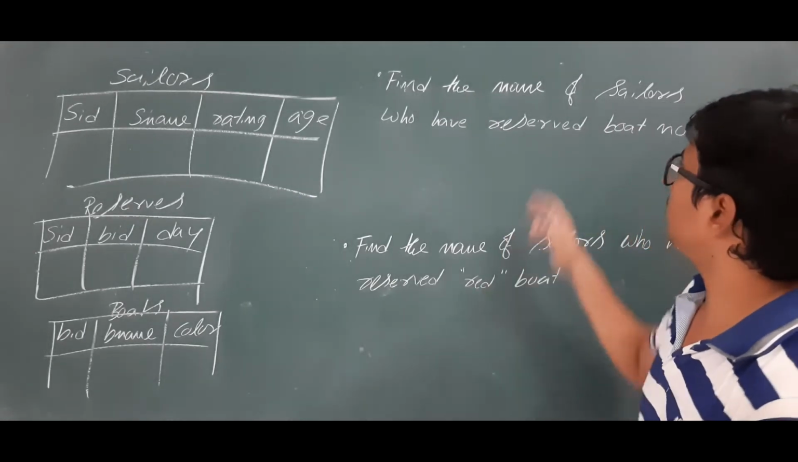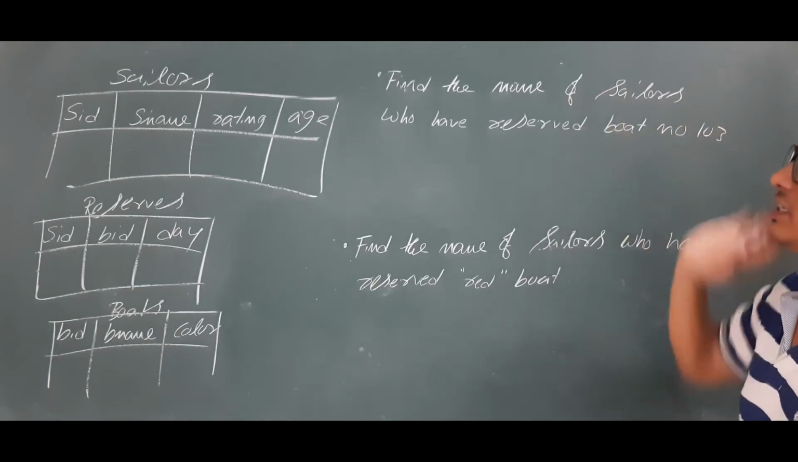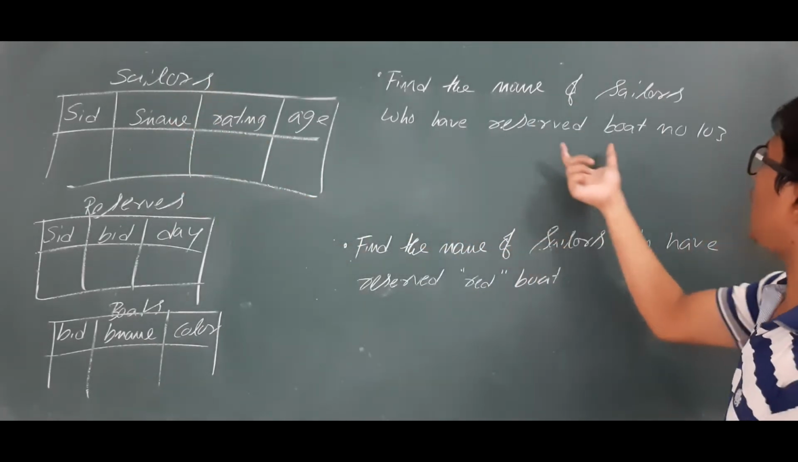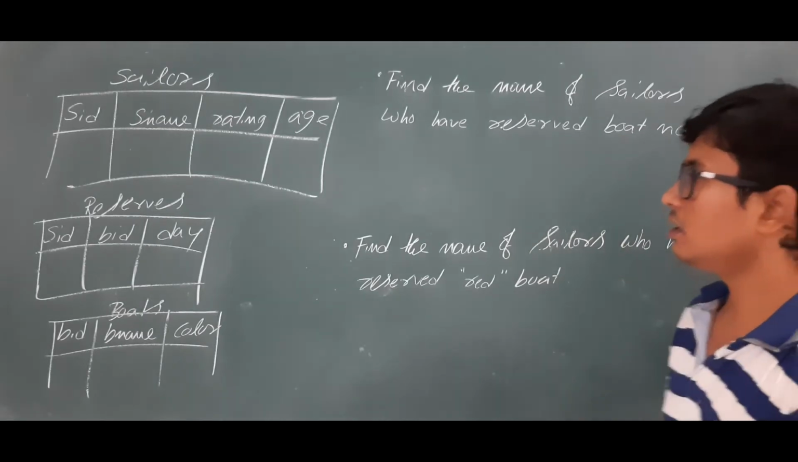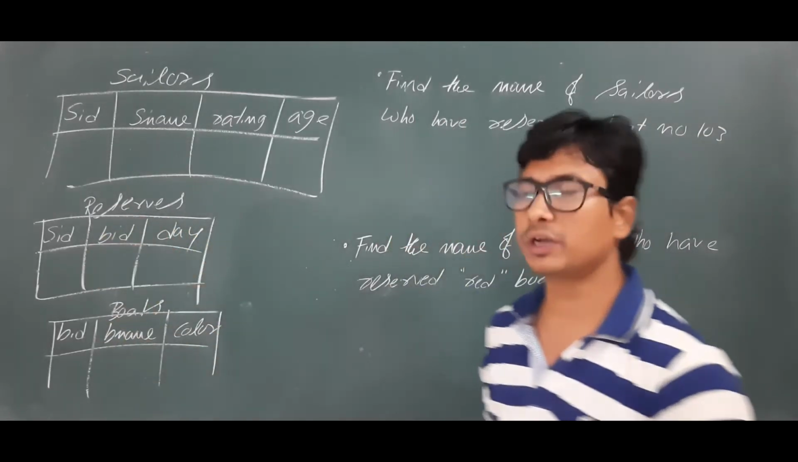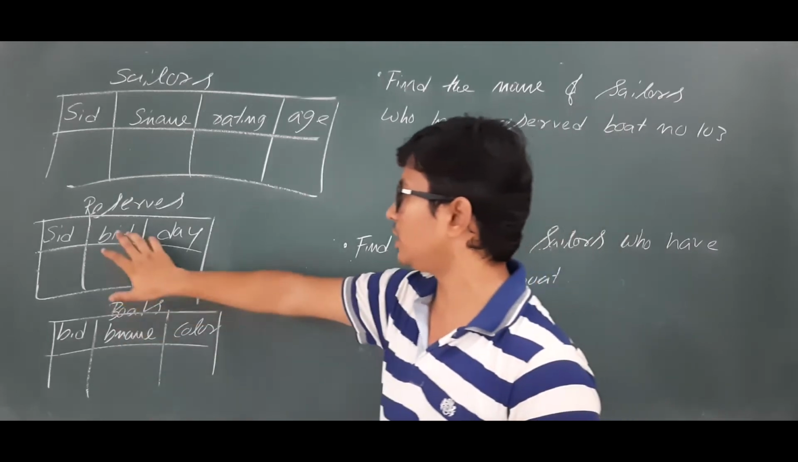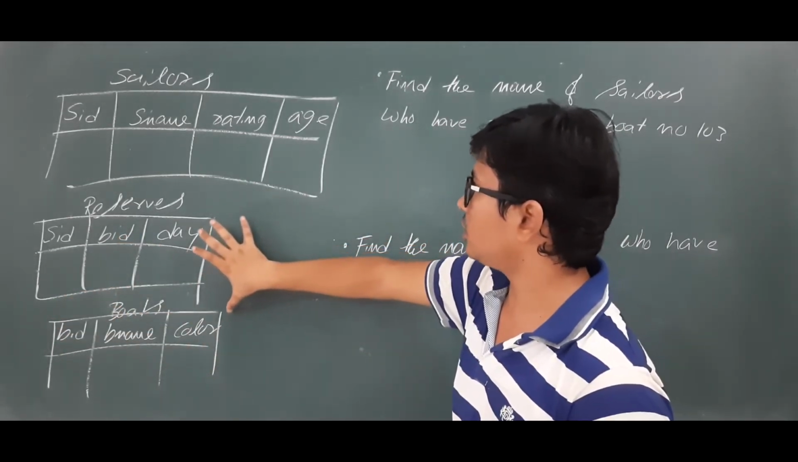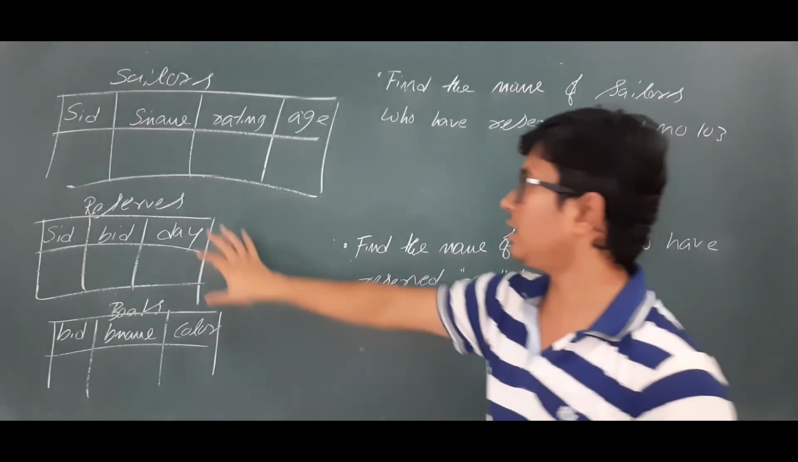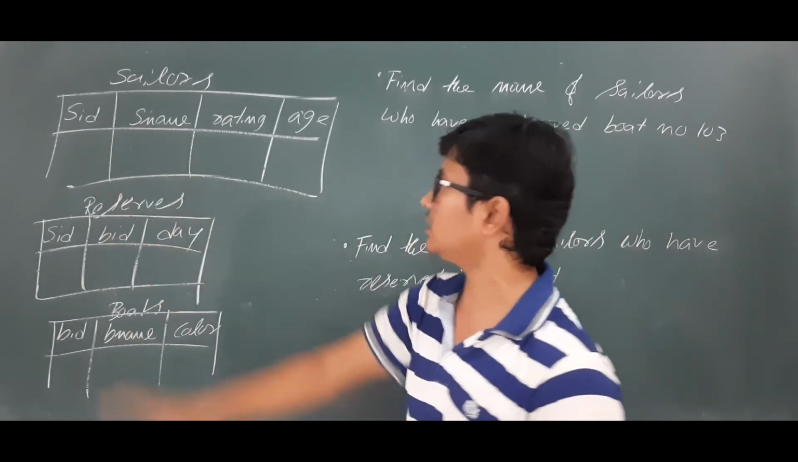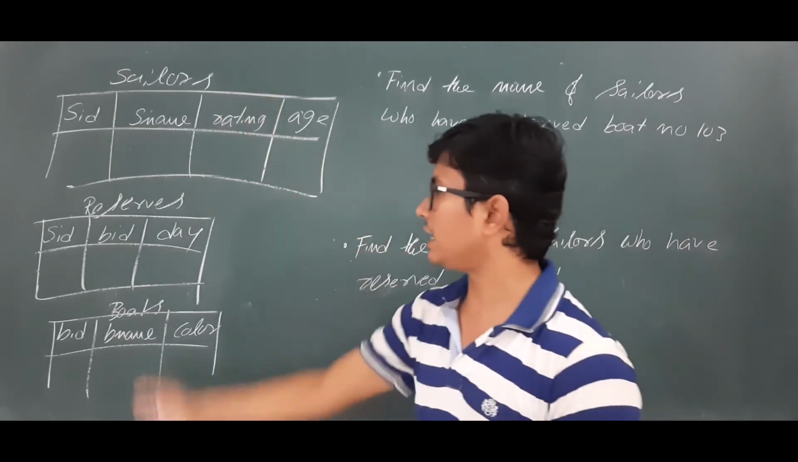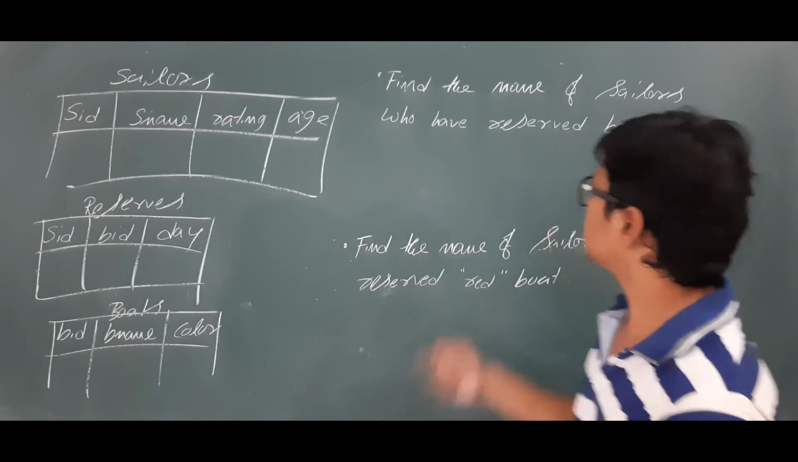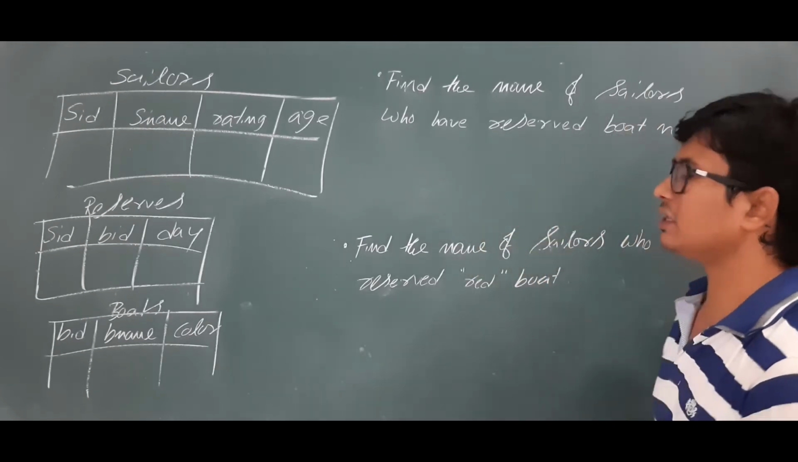If you see this one, the names of the sailors they are asking for are in the sailors table. And they are asking who have reserved boat number 103, which is the boat ID in reserves. Lot of people get confused: boat ID is there here, and boat ID is there here. Should I apply the natural join between boats and sailors, or between sailors and reserves, or with all of them? That is what people confuse, because they are asking who have reserved boat number 103.